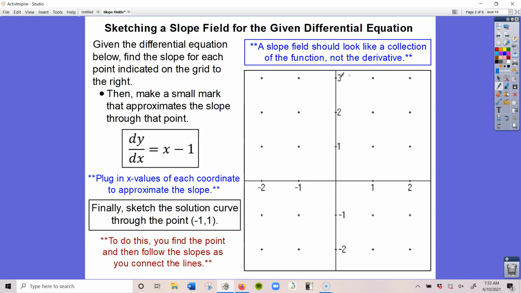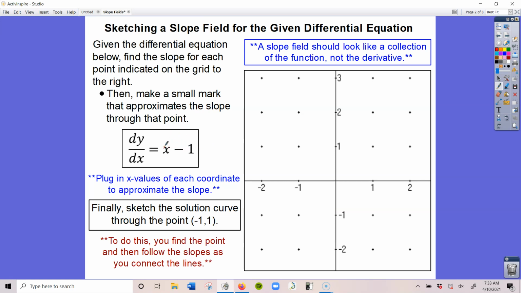We have here the differential equation dy/dx is equal to x minus 1. Now when you're given the graph to sketch a slope field, you're going to see all of these little points here representing coordinates. As we know, on the coordinate grid, this is 0, 0, and then this is -1, 0, -1, 1, etc. In order to sketch a slope field, we look at the differential equation that's given, and we plug in appropriate values.